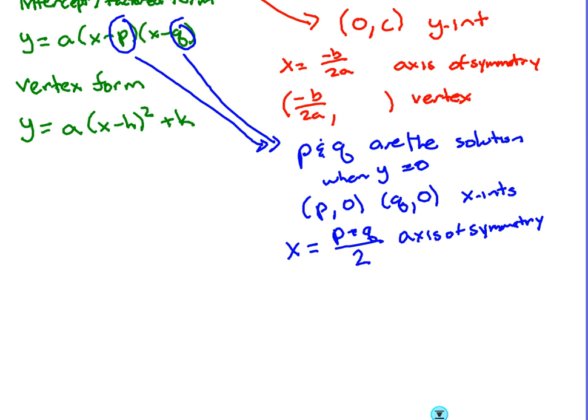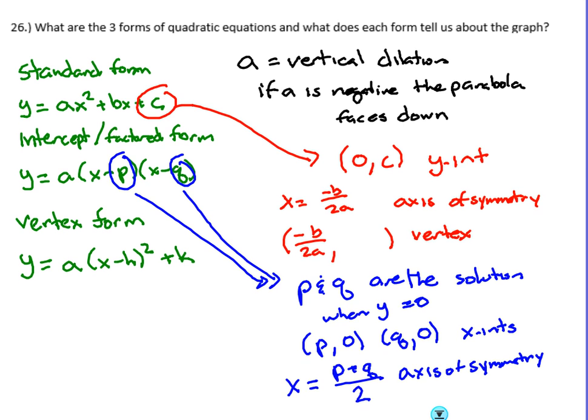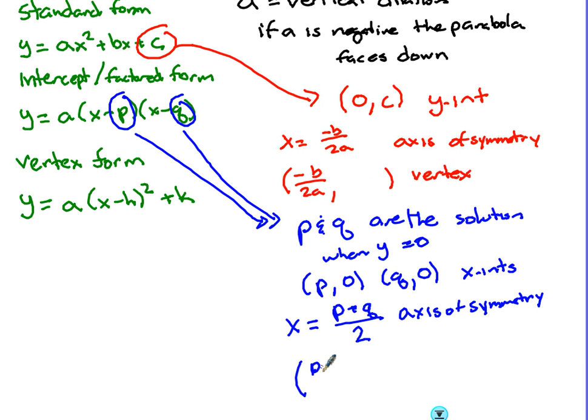Also, the point of p plus q over 2, comma something, is the vertex. What that means is we plug in the value that we get from p plus q over 2 into the equation to come up with the y of the vertex. Now, the only form that we don't have to worry about calculating the vertex using the equation is the vertex form, because the h and the k are the x and the y of the vertex.